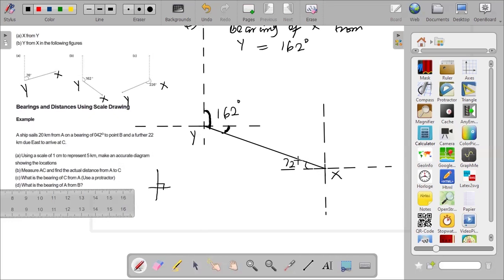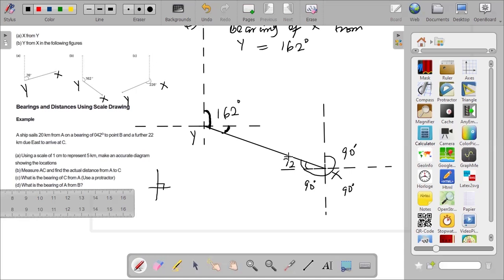If it is 72 degrees, therefore the bearing of y from x, remember, starts from north all the way to this line. So this is 90, this is 90, and this is 90. That is each of these quadrants. So 90 plus 90 plus 90 is 270.